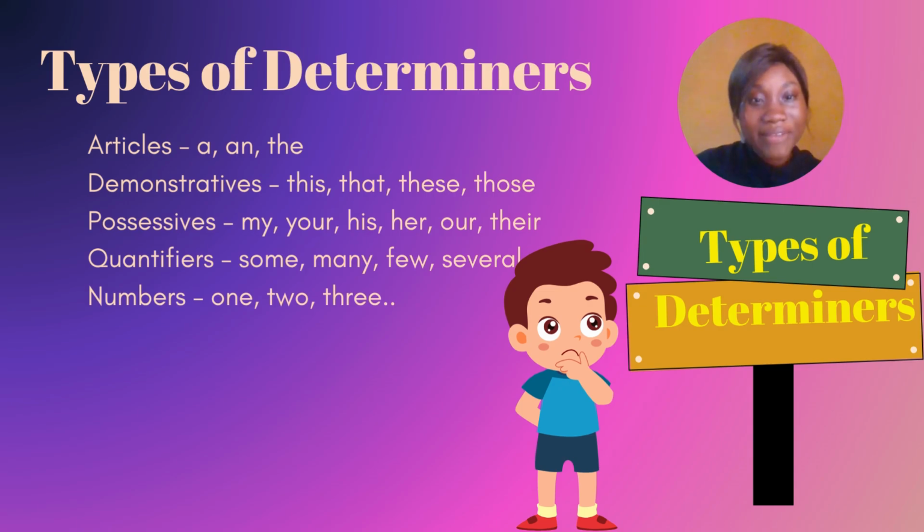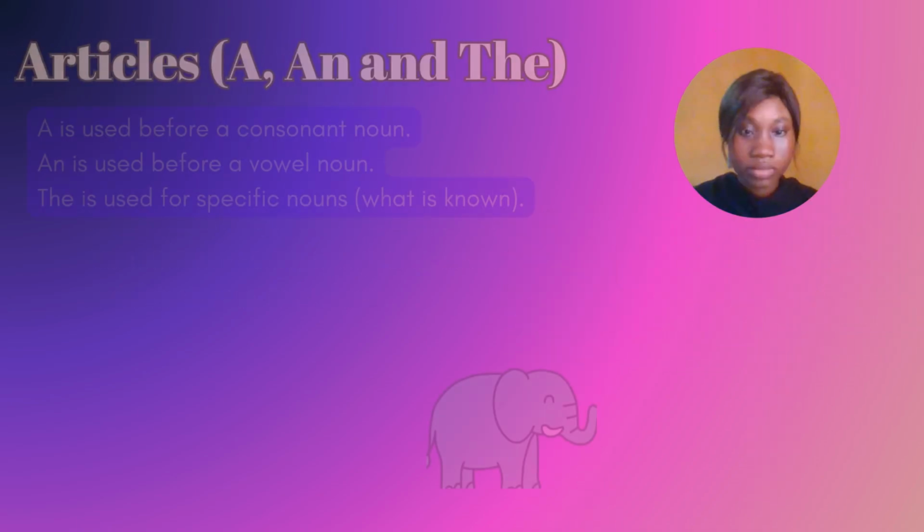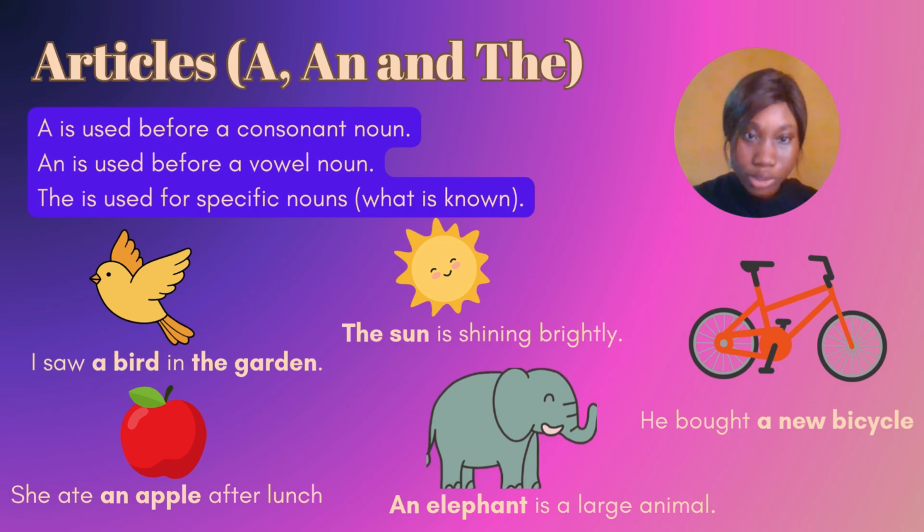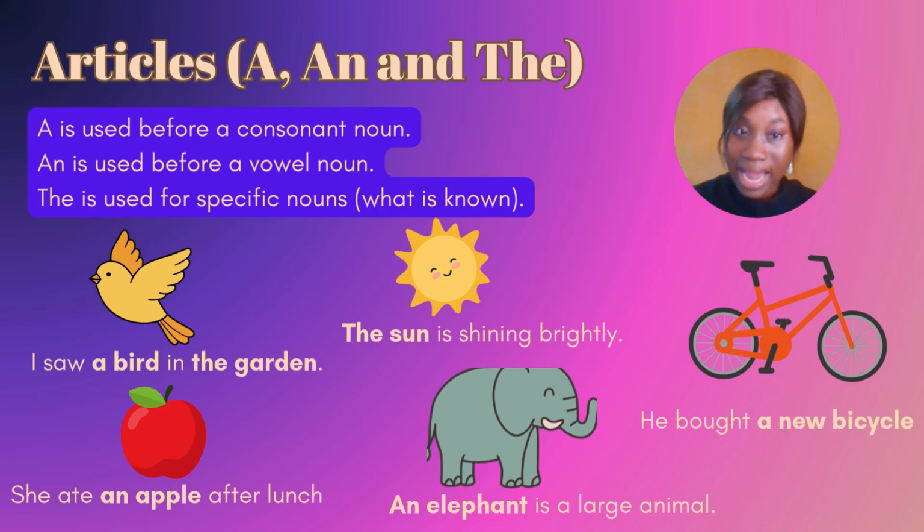So these are the five types of determiners that we have. Number one, articles. Number two, demonstratives. Number three, possessives. Number four, quantifiers, and number five, numbers. So let's understand articles. Like I told you, articles make use of a, an, and the. Now, articles are divided into definite and indefinite.